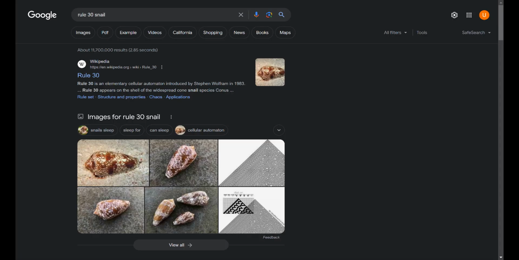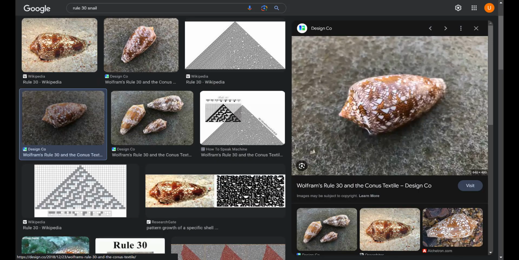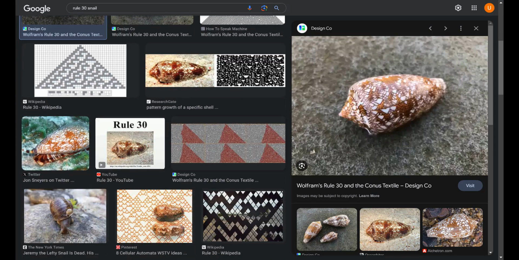which is a pattern that surprisingly enough is also found in nature. If you search for rule 30 snail, you're going to see images of this beautiful shell whose color pattern is matching the rule 30. Let's implement this algorithm using Python.